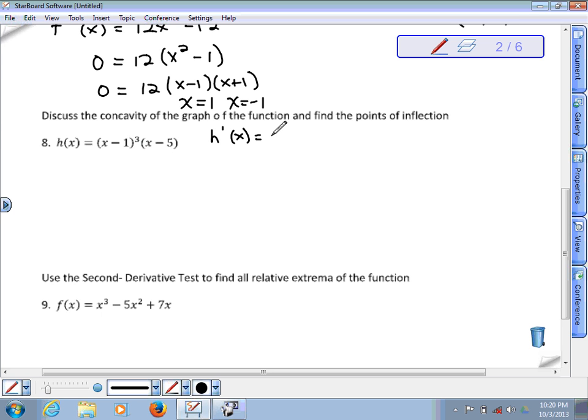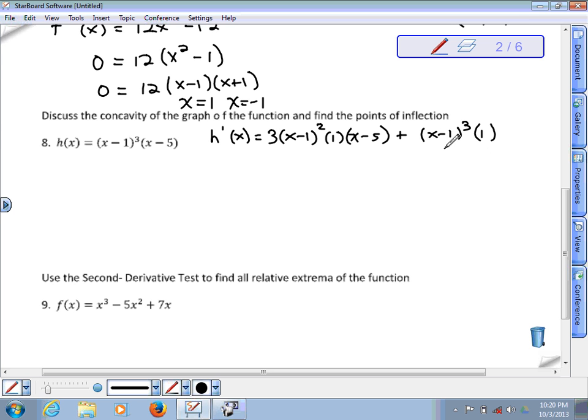So applying that here, we take the derivative of this first part of the function, which is going to be 3 times x minus 1 squared, and since it's a function within a function, we have to do a chain rule, do the derivative of the inside, which just happens to be 1. And we multiply that by the second function, x minus 5. And then we add the first function times the derivative of the second function.